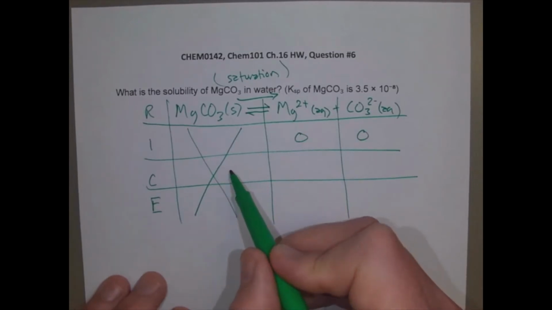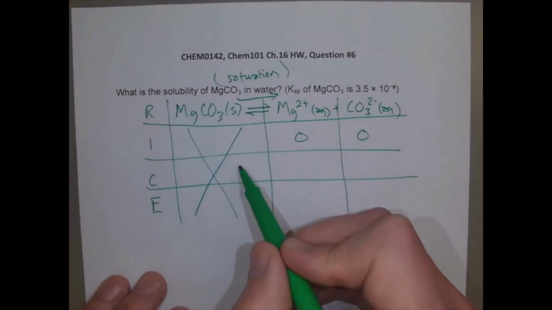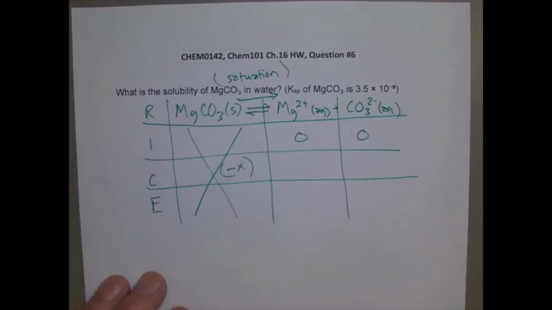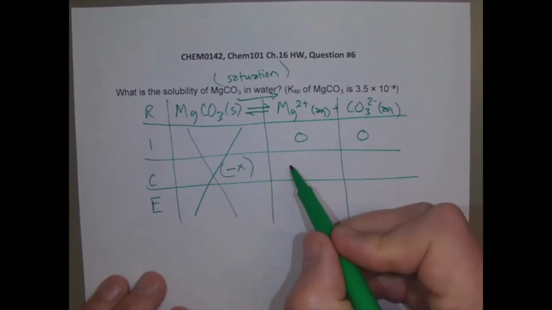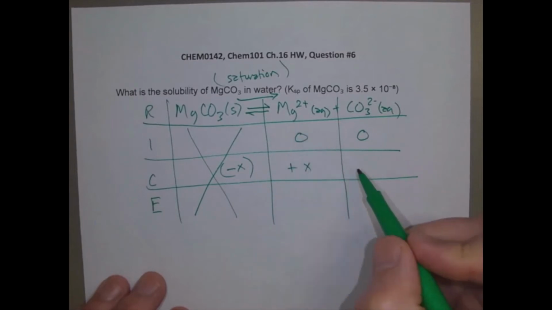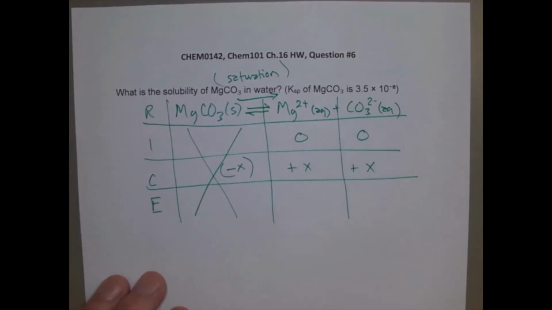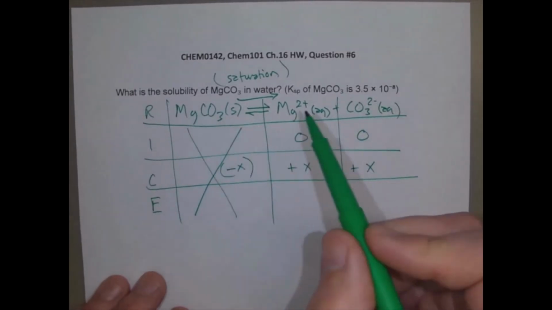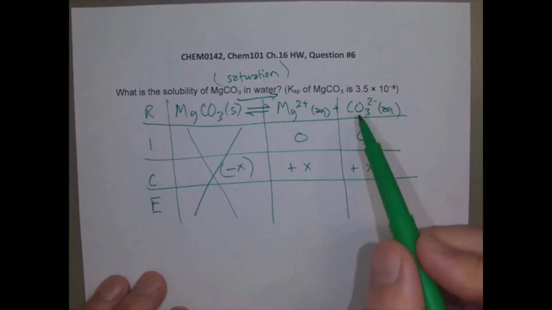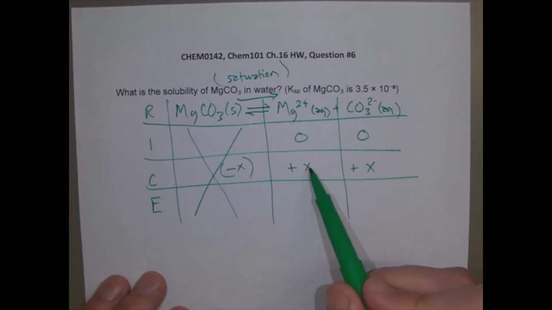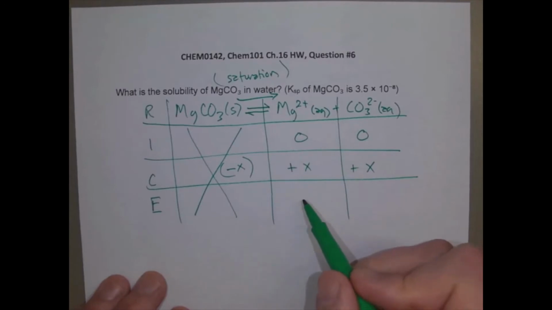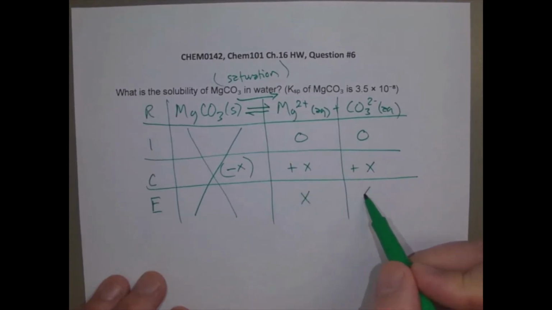We're going to lose X amount of the magnesium carbonate, and that means we're going to produce X amount of the magnesium ions and also X amount of the carbonate ions, because if one of these dissolves, then I produce one of these and one of these. So minus X, and plus X. Then, just like every other RICE table problem, you bring the columns down.